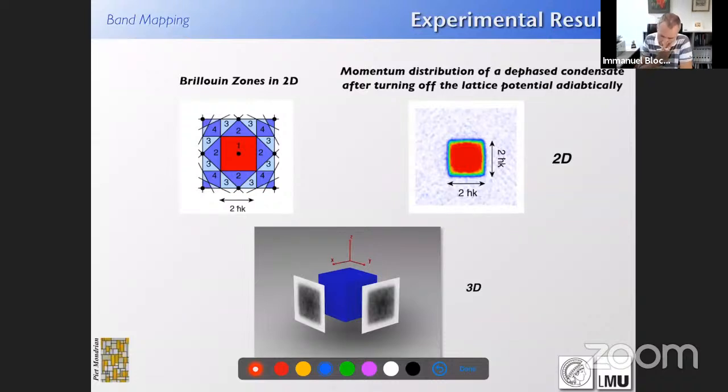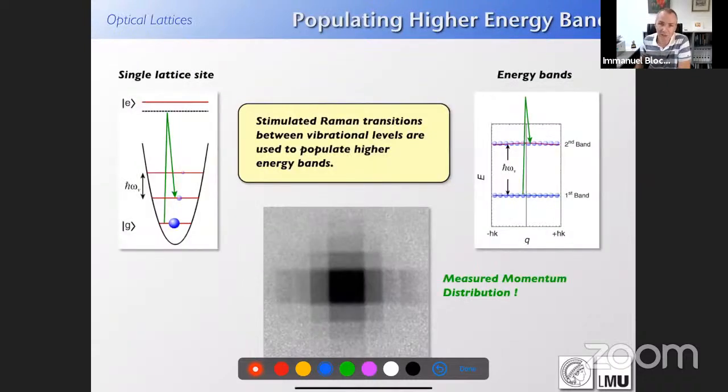Here's a picture that we took when we populated all the Bloch waves in the lowest energy bands equally, with equal weight. And then we just did this adiabatic mapping. And now you can see that you get this perfect homogeneous distribution of the atoms in the lowest Brillouin zone of the system, because each of those quasi-momentum states was equally populated. And if we do this with higher bands, you can see now how the higher Brillouin zones are populated.